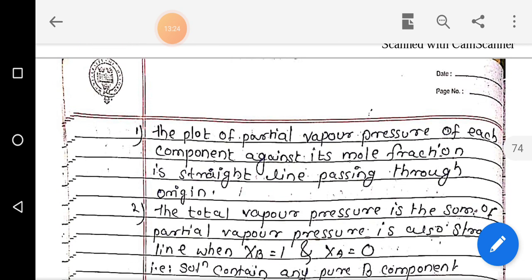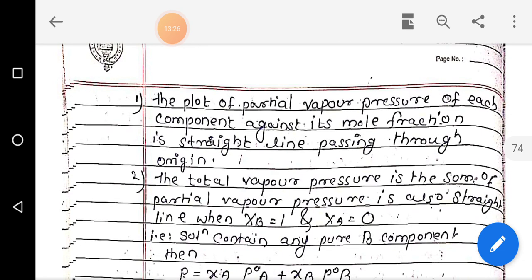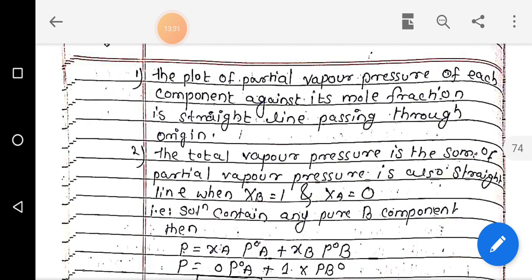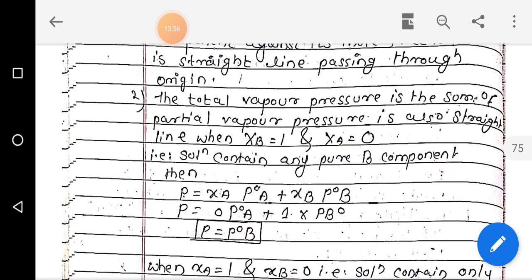So we get a graphical representation of these two. The plot of the partial vapor pressure of each component against its mole fraction is a straight line passing through the origin, meaning that as the mole fraction increases, the partial vapor pressure also increases. That's why it is a straight line from the origin.